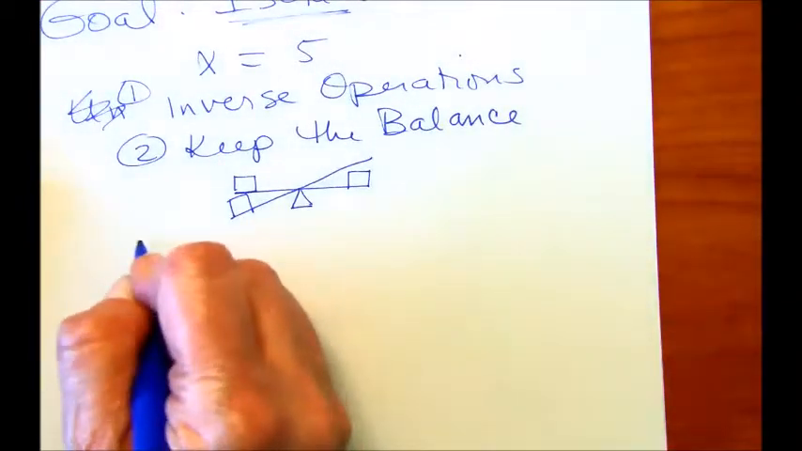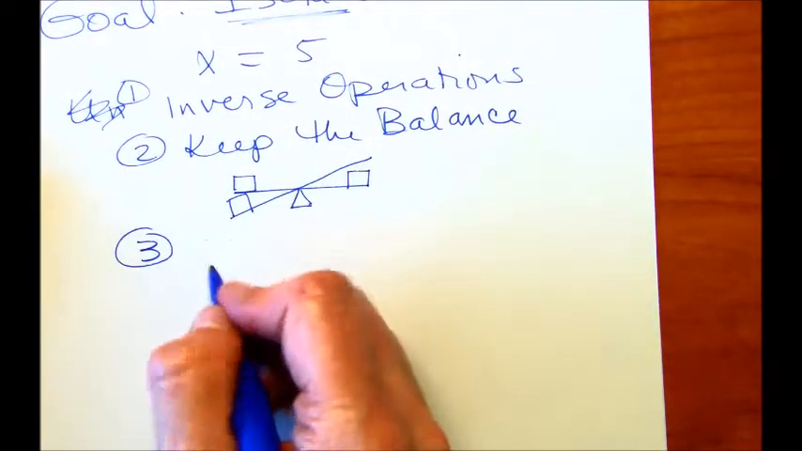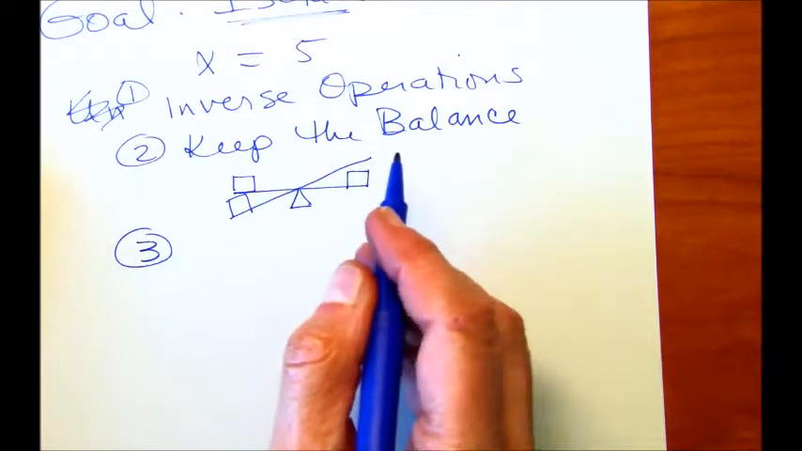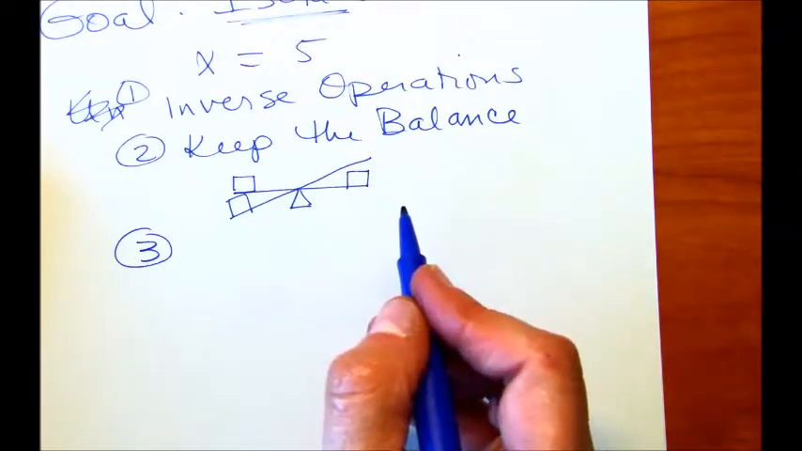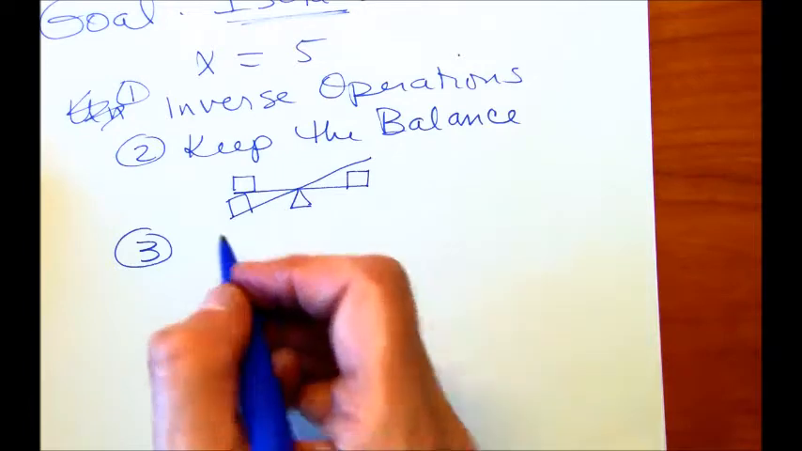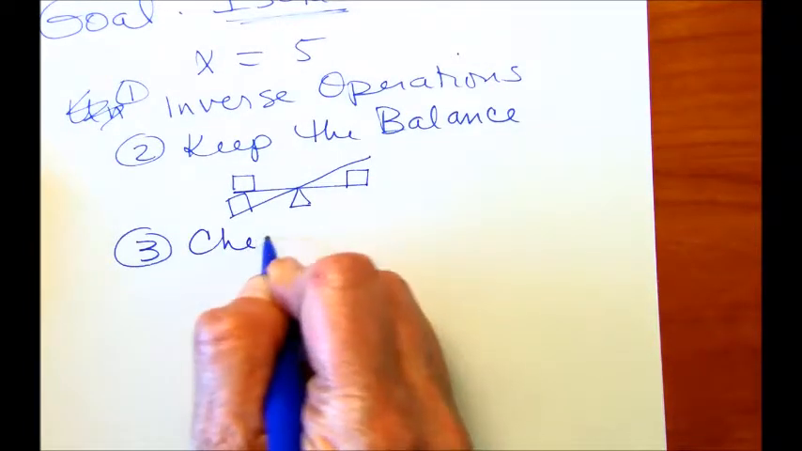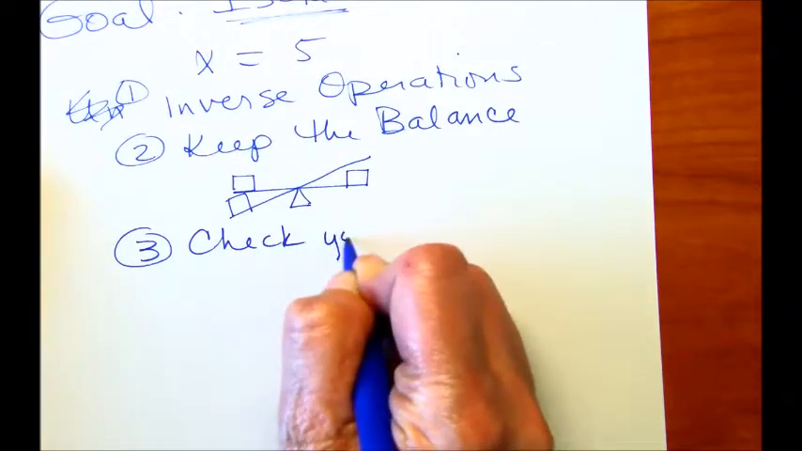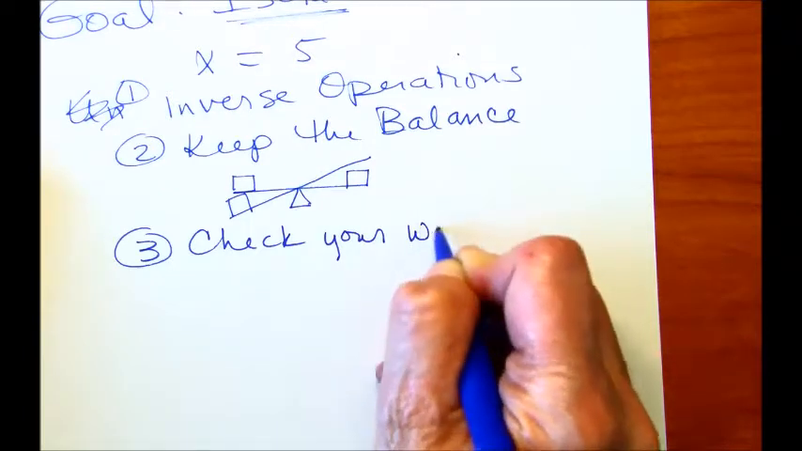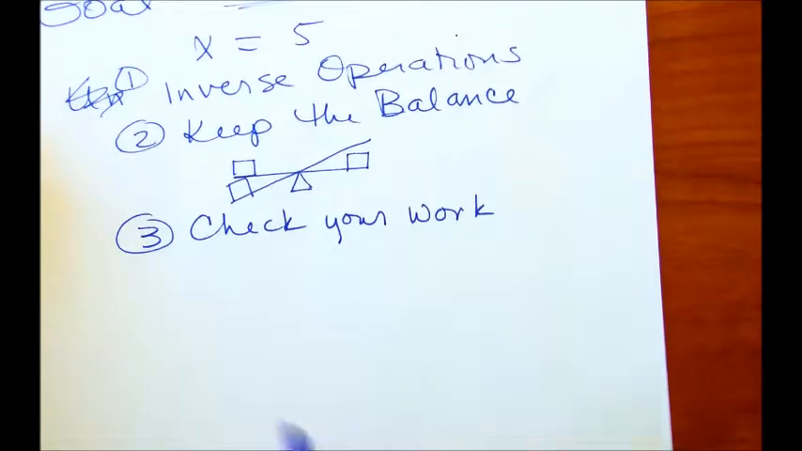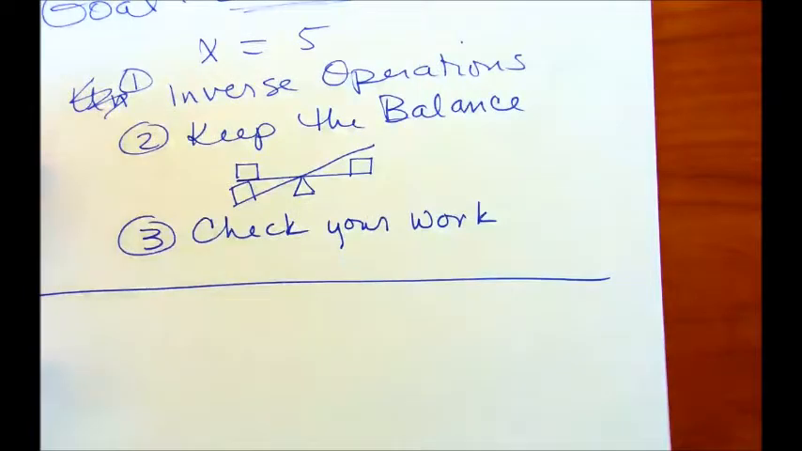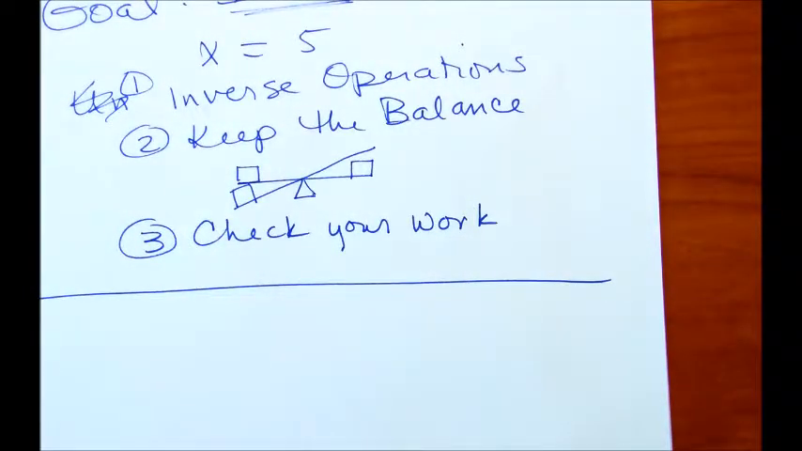The last thing that I always recommend is, once you get the value of the variable, plug it back into your work and check to make sure it worked out. So I always call that check your work. Now we're going to go through some examples, and I'm going to use these steps so that you can see how it works. Let me get another pen. All right.